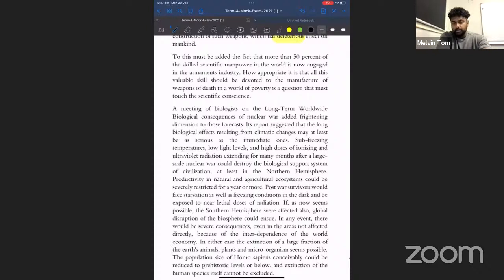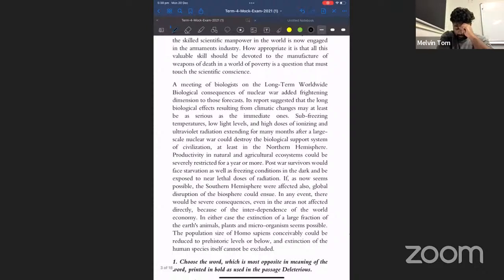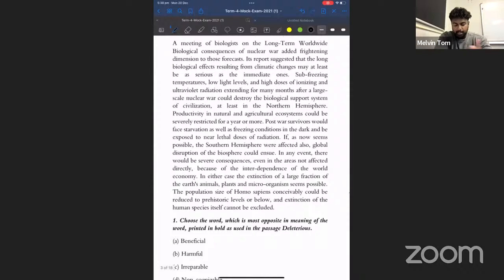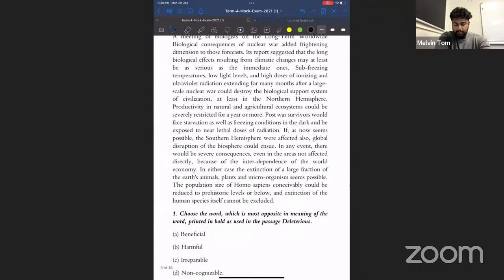Basically saying that if you have nuclear warfare, the effects from it, such as temperature changes, low light levels, and ionizing and UV rays, could destroy the world essentially, at least in the northern hemisphere. Productivity in the natural and agricultural ecosystems could be severely restricted for a year or so. It just means that you can't grow any food. Post-war survivors would face starvation as well as freezing conditions in the dark and be exposed to a near lethal dose of radiation. Anyone who survives a war would be essentially frozen in the dark and exposed to radiation.